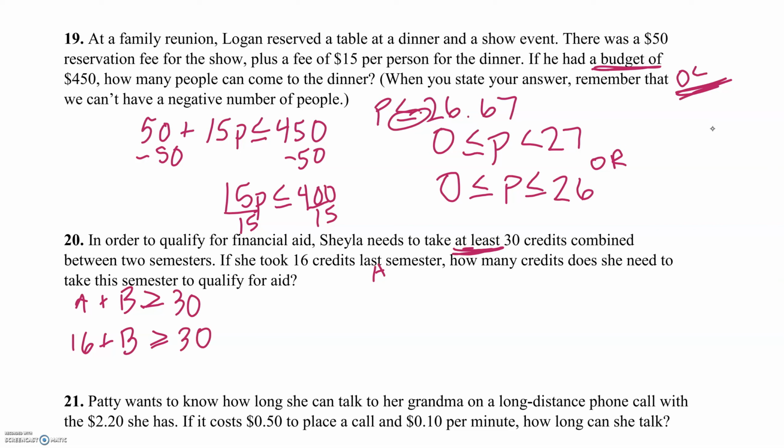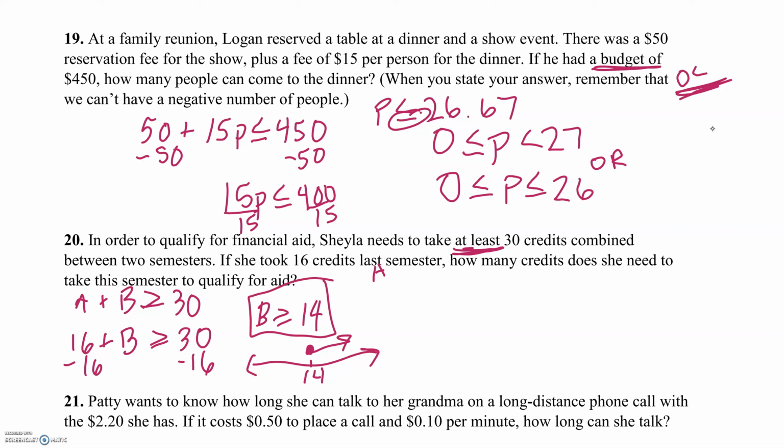So I'm now going to solve for B. So subtract 16 from both sides, and B is greater than or equal to 30 minus 16, which is 14 credits for this semester. She can take more than that or equal to that. Oh, I forgot we don't need to draw a picture, but there you go. I drew one anyway. Ta-da! So this is our answer. And you can write credits or C for credits. I just used A and B, but you can use any variable you want there.